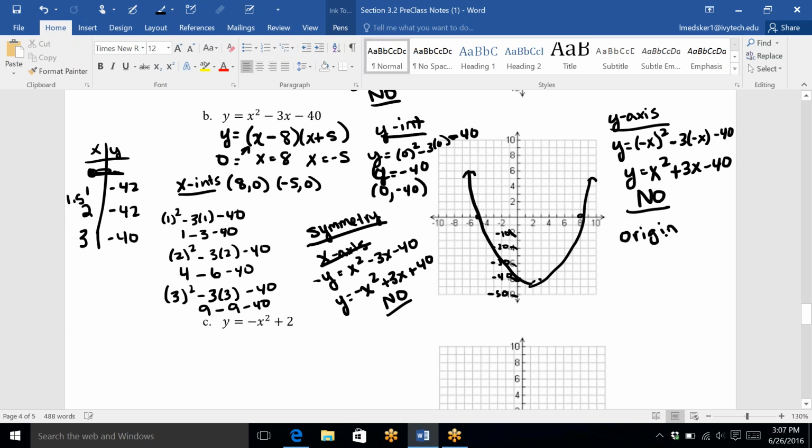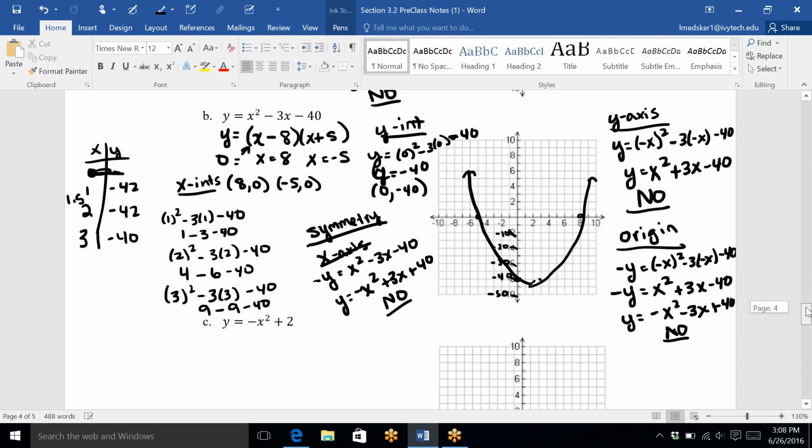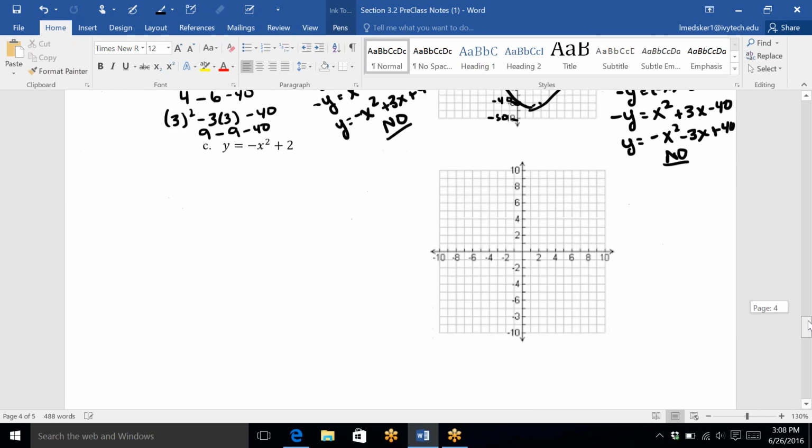And then the origin symmetry. So we change both negative y and negative x. So this would be negative y, that's positive x squared, positive 3x, and minus 40. Divide everything by negative 1 to get y back to being positive, and you'll notice that all 2 of our signs on the right side don't match the original. So this is also a no. We are going to see one in just a second that has a symmetry that it actually passes.